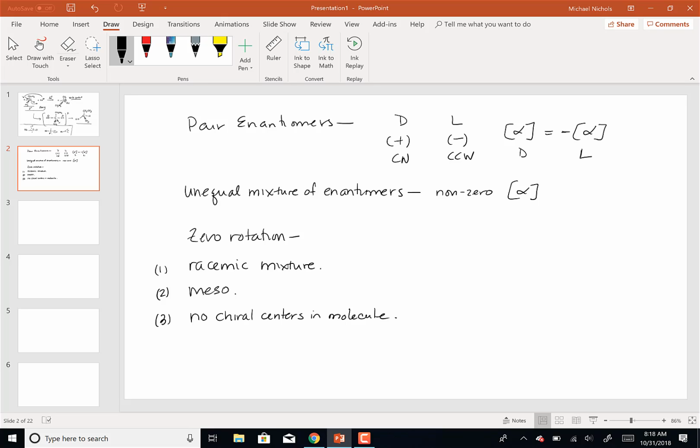So the key to being optically active is that you're not superimposable on your mirror image. And if it's a mixture of components, it has to be a non 50-50 mixture in order to get a rotation.